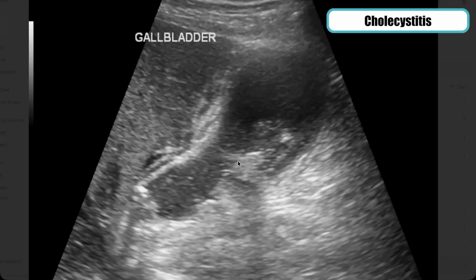And then it looks like you've got a stone right here, this brighter white structure. And you can see kind of overlaps here, this asymmetric area. Doesn't quite look like it's obstructing. It's just in the gallbladder at this point.